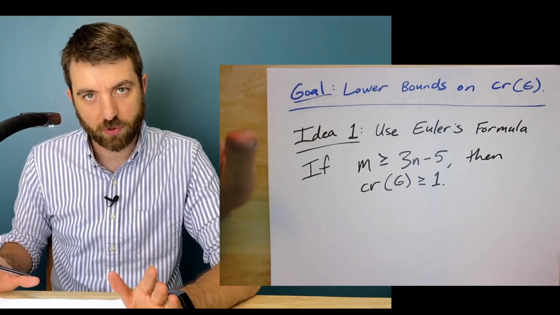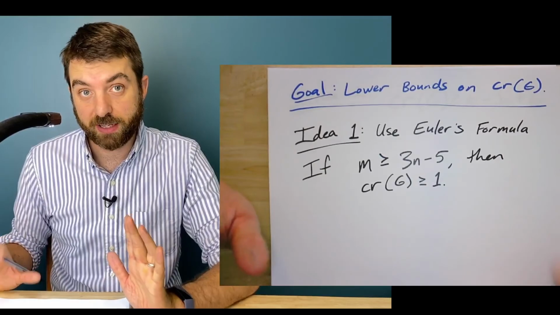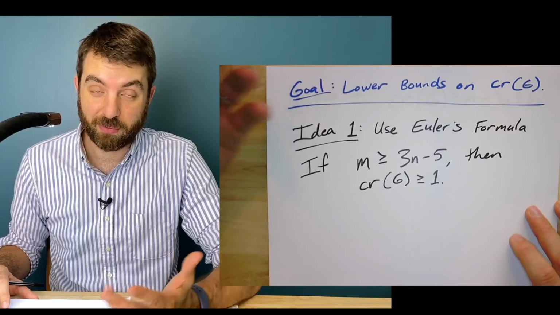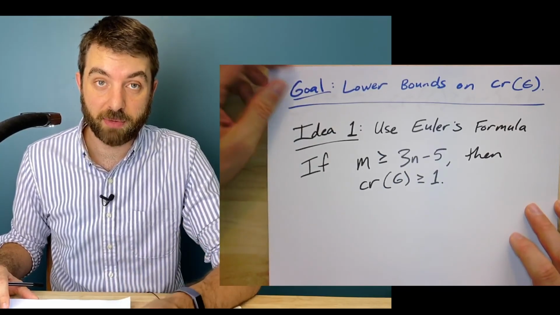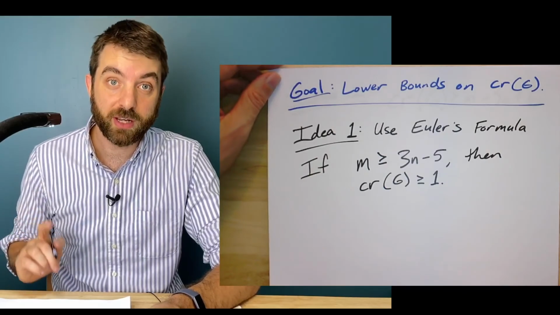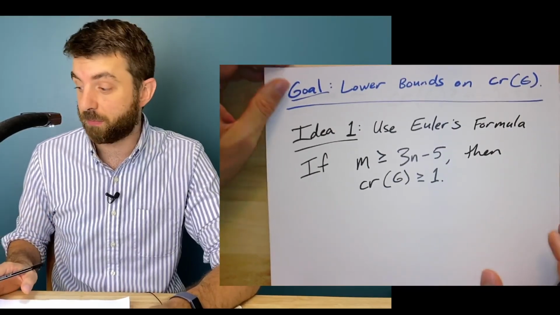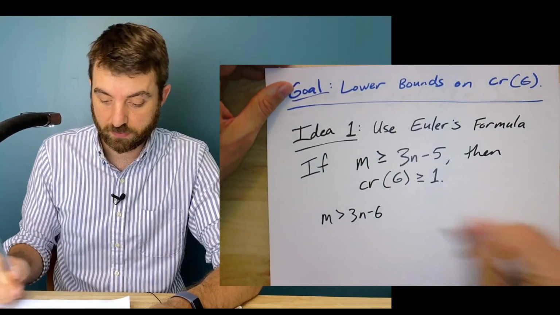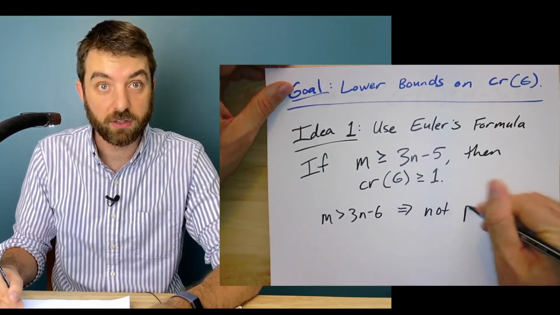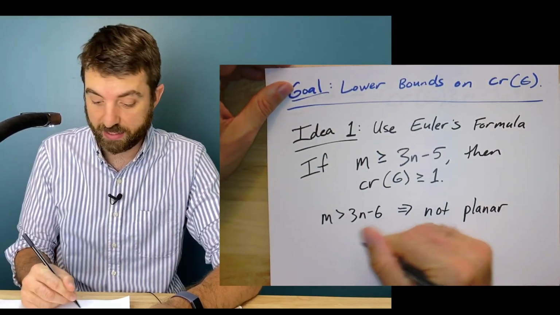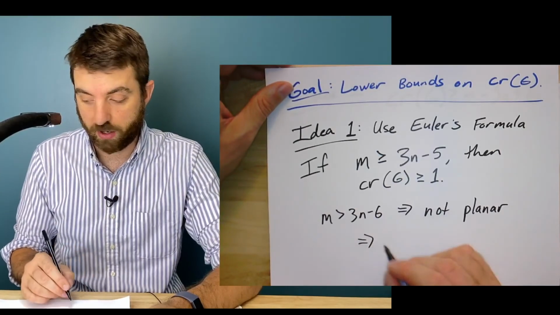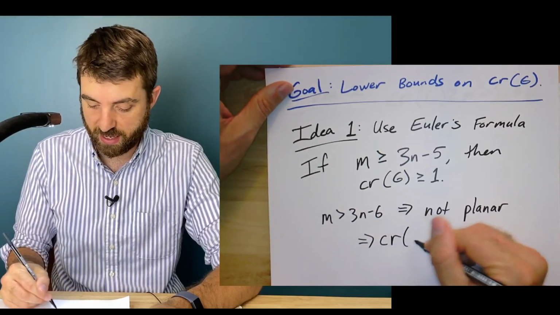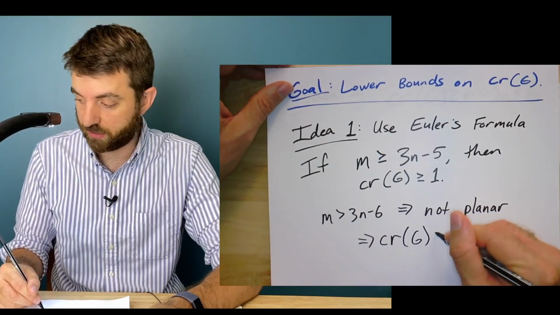Let's use Euler's formula for planar graphs. And even though G might not be planar, it still tells us something important about planar graphs. Remember, a maximal planar graph has 3n minus 6 edges. So if you have more than 3n minus 6 edges, then the graph is not planar. Right? M greater than 3n minus 6 implies not planar. And so there must be at least 1 crossing. Okay, that gives us a case where just some condition on the number of vertices and the number of edges gives a lower bound on the crossing number.